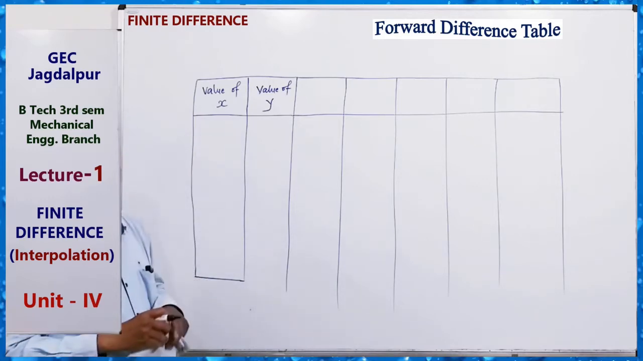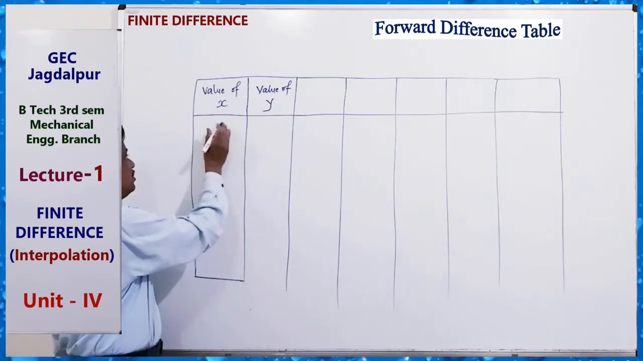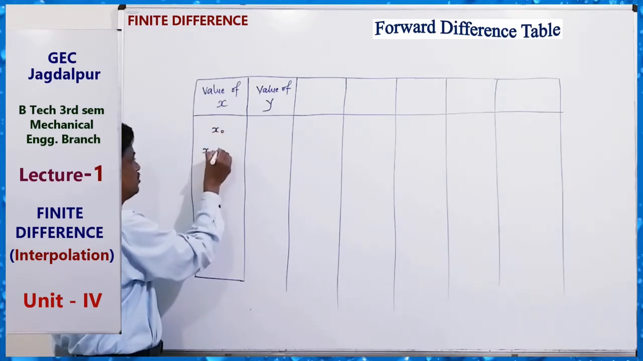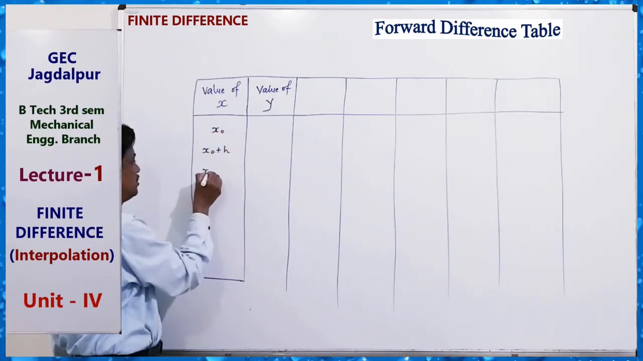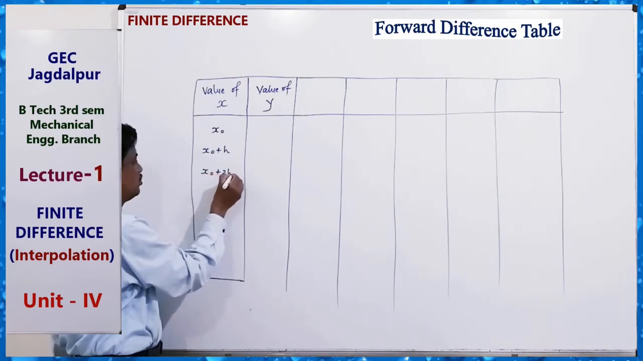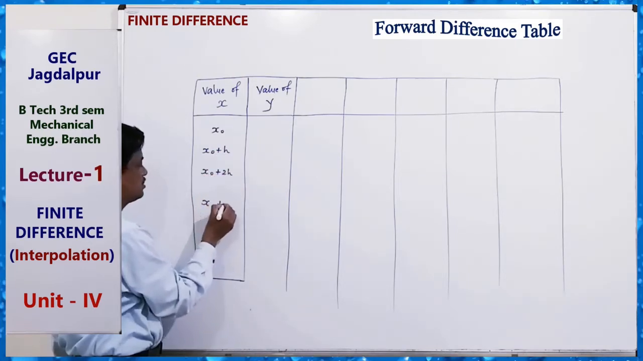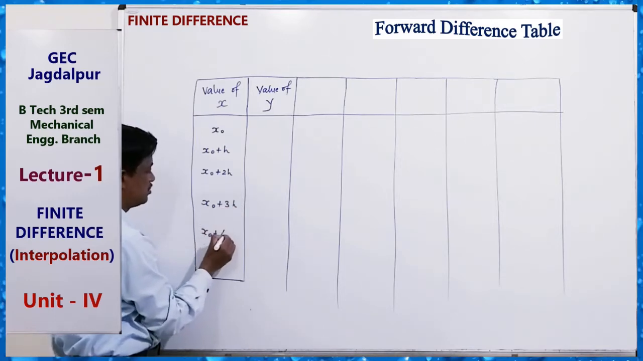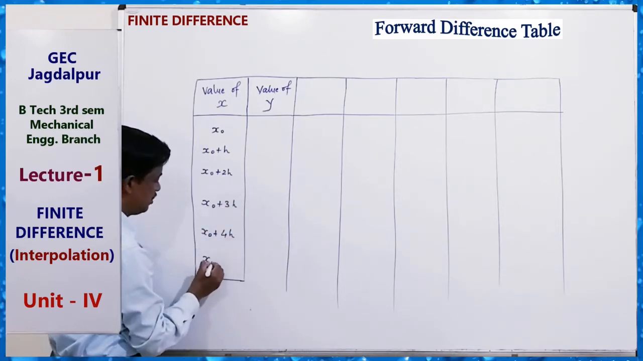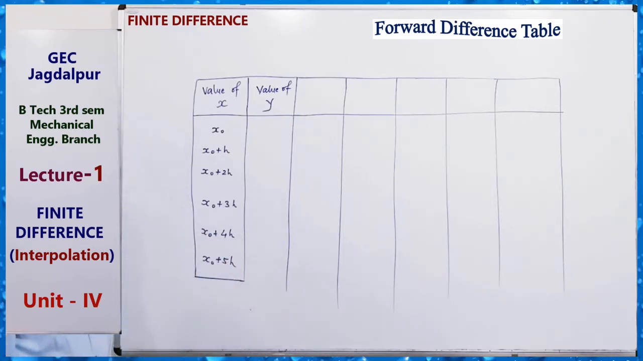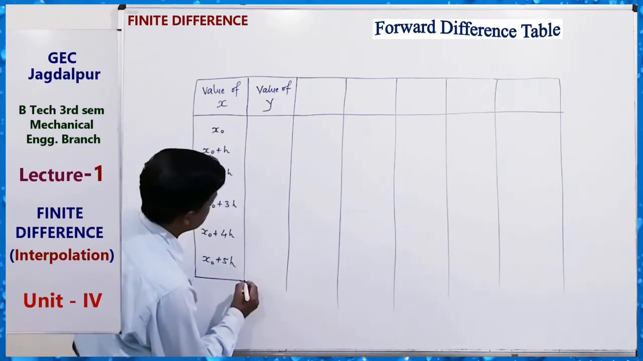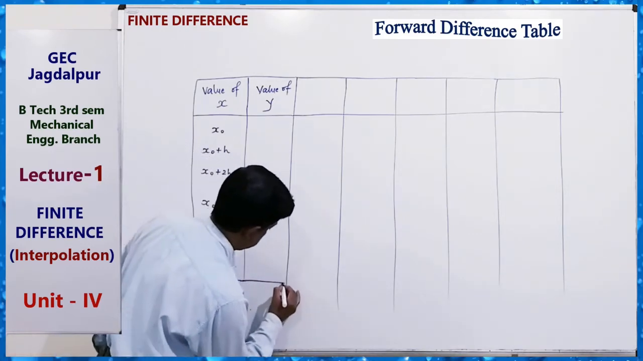Just we have to write the values of x. Suppose in general notation x0, then x0 plus h, x0 plus 2h, x0 plus 3h, x0 plus 4h, x0 plus 5h. These are our values of x.